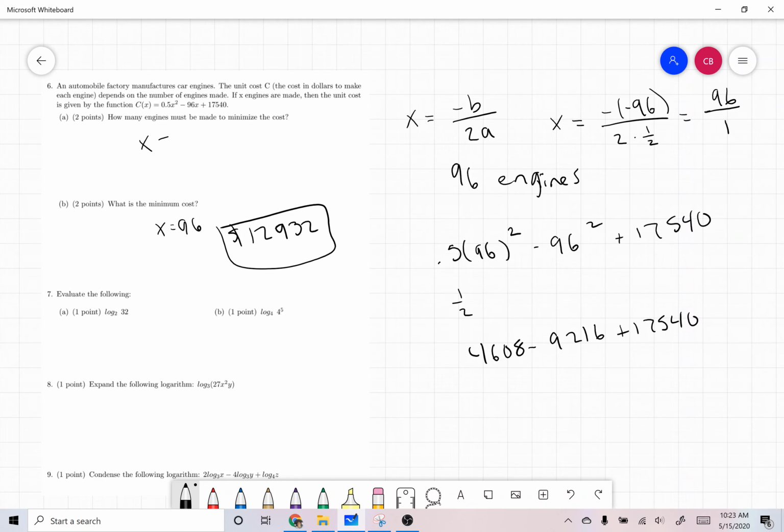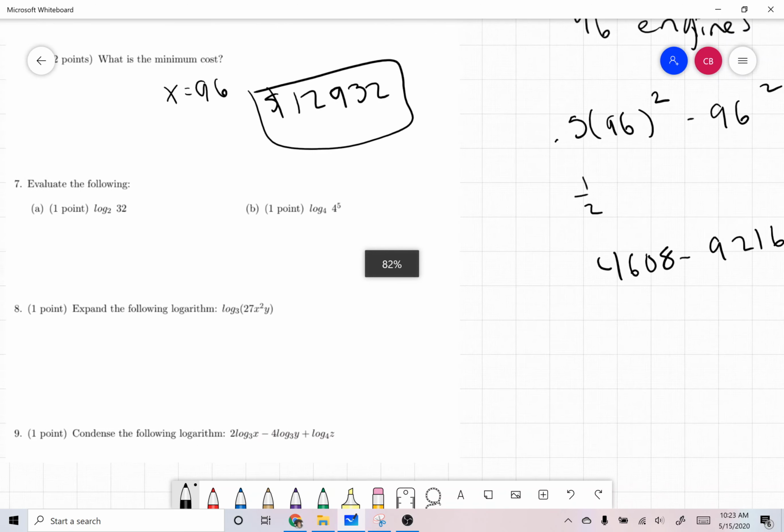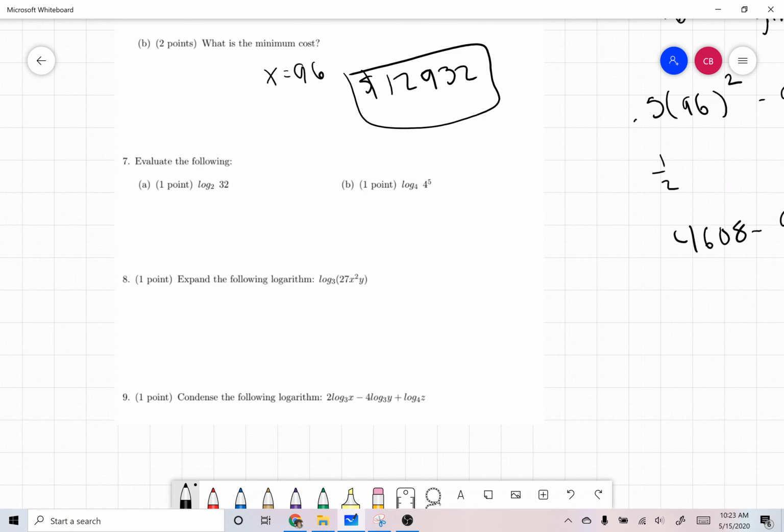So this one was x is equal to 96 engines. And this was dollars, okay? So that's pretty much how you do that. For these ones, guys, I'm going to give you a couple. Make sure you know the rules and tricks.